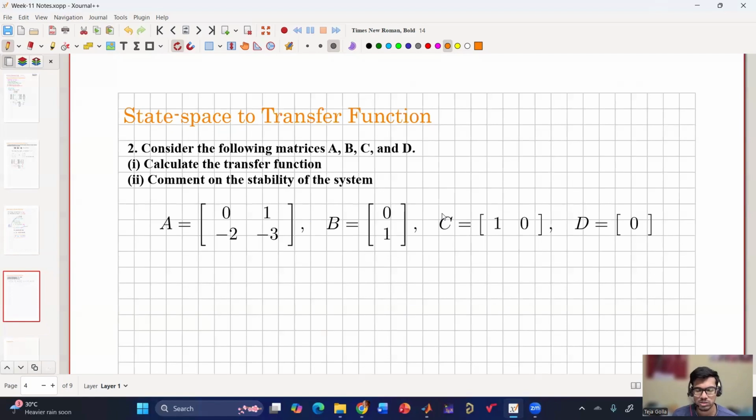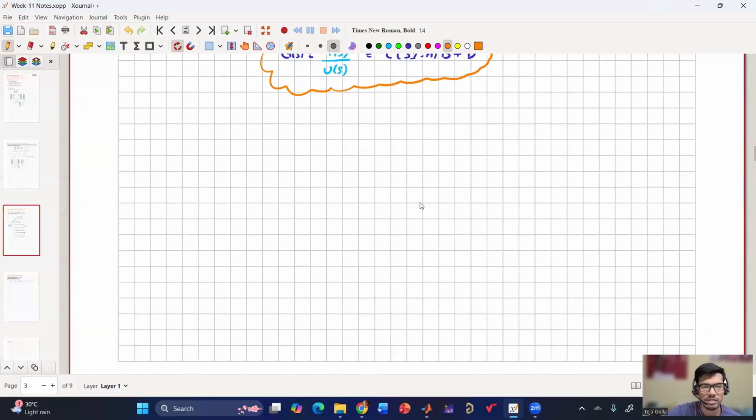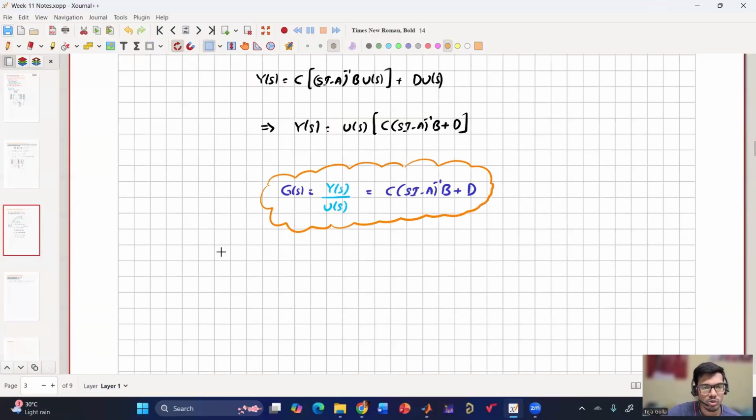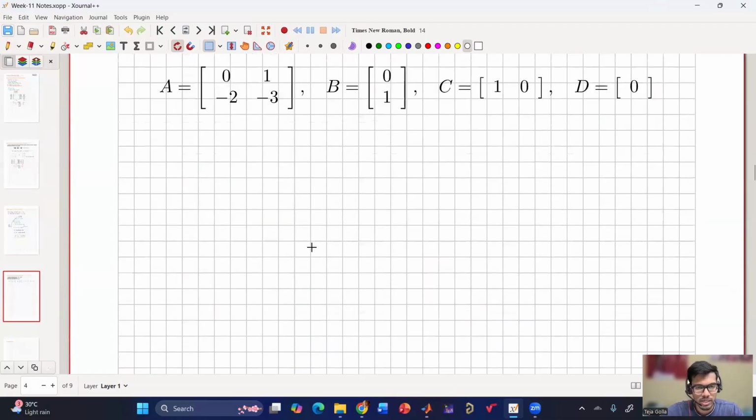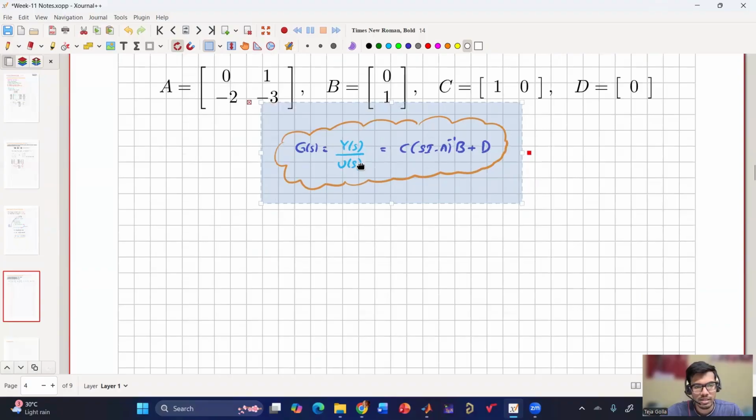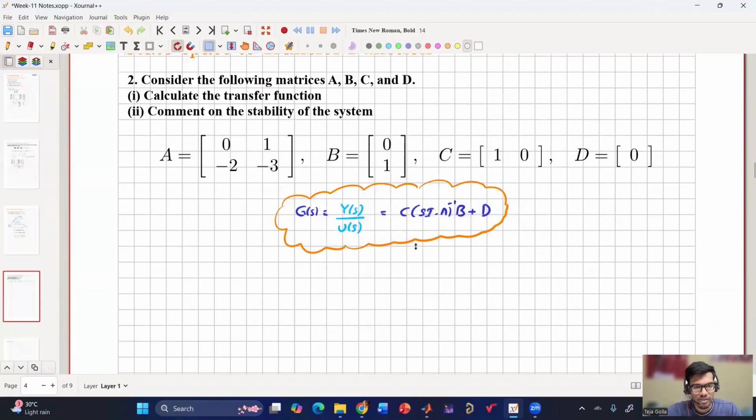By calculating the poles, whether they are lying on the LHP, left half plane, or on the imaginary axis, or on the RHP. Based on that, we'll comment on the stability. For that, we need to have the transfer function. So let us use the equation that we have obtained just now to calculate the transfer function. So it is C into (sI minus A) inverse into B plus D. Since D is 0, we have to calculate C into (sI minus A) inverse into B.